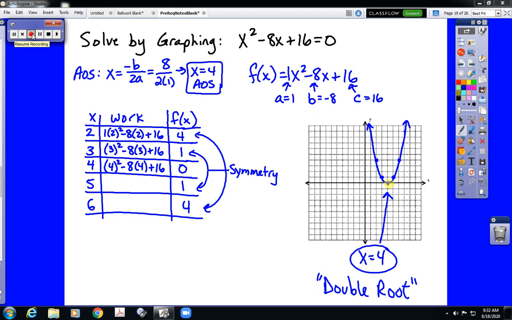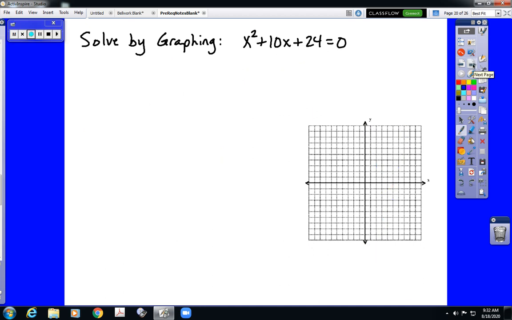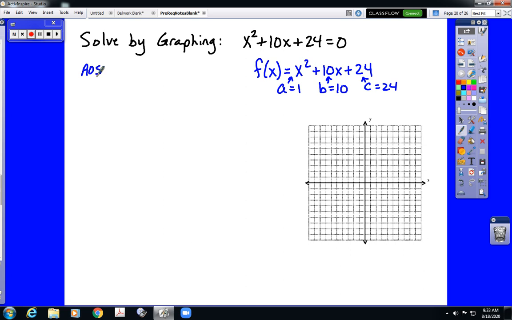Okay, we've got one example to go, so let's do that. So here's our final example. Again, we're going to take the related quadratic function, f of x, which is just our trinomial as the body of the function. Again, we look up our a value, which would be 1, because there's no number in front of x squared, our b value, which is 10, and our c value, which is 24. We would then find our axis of symmetry. Remember, that is the line x equals negative b over 2a. That would be negative 10 over 2 times 1, or negative 5. So the axis of symmetry is the line x equals negative 5.